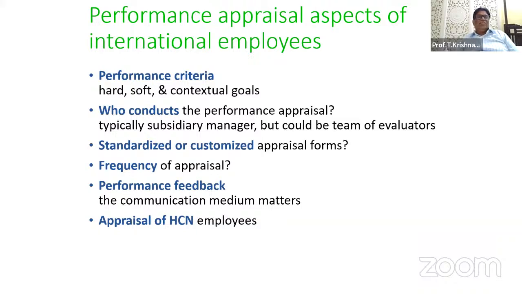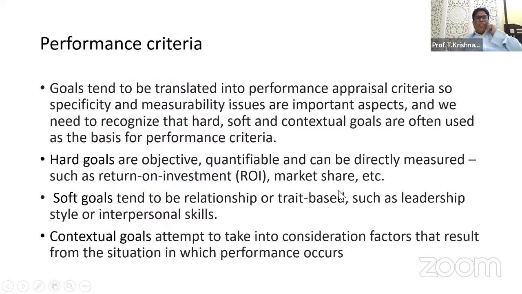Then the other things: performance criteria, hard, soft and contextual goals. Who conducts the performance appraisal? Typically subsidiary managers, but could be a team evaluator. Standardized or customized appraisal forms, frequency of appraisal, performance feedback, appraisal of HCN employees. These things we shall discuss. The first thing that we need to talk about is performance criteria. Goals tend to be translated into performance appraisal criteria, so specificity and measurability issues are important aspects.